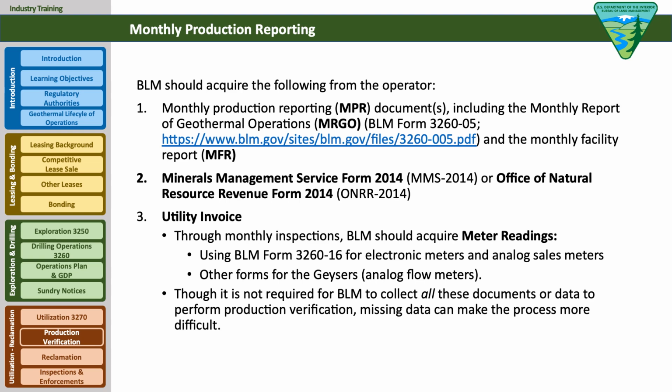BLM should require the following from the operator: a monthly production reporting document, including the monthly report of geothermal operations and the monthly facility report, Minerals Management Service Form 2014 or ONRR Form 2014, and a utility invoice. Through monthly inspections, BLM should acquire meter readings using Form 3260-16 for electronic meters and analog sales meters, and other forms for the geysers or analog flow meters. Though it is not required for BLM to collect all these documents or data to perform production verification, missing data make the process more difficult.